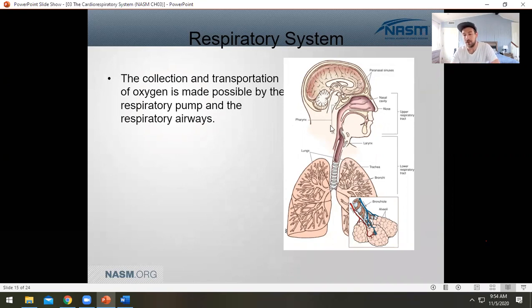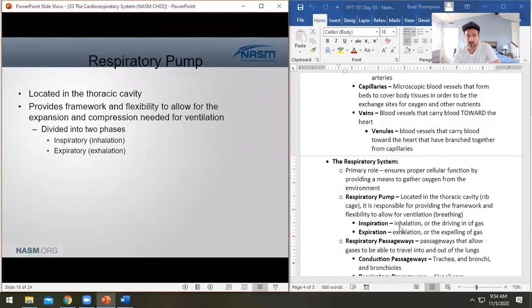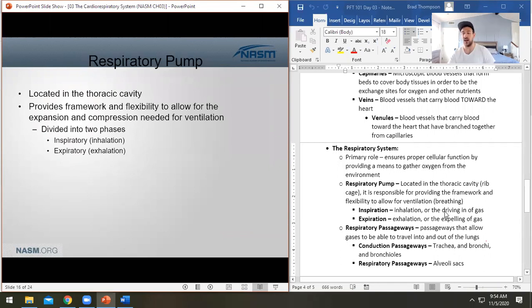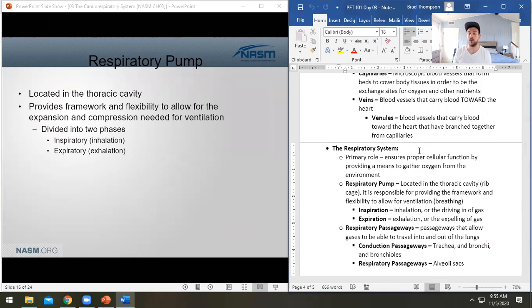So you see the pump here in your lungs, right? And then see all these little branches right here. Those branches end in these little sacs that are covered in little capillary beds. And that's where oxygen and gases can be exchanged. So when we look at the respiratory pump, it's located in your thoracic cavity. That's your rib cage, right? It's located in the mediastinum area. And it's responsible for providing a framework and flexibility to allow for breathing, right?